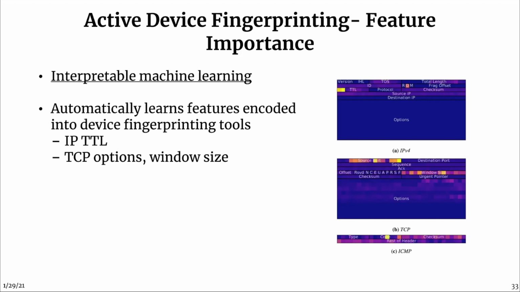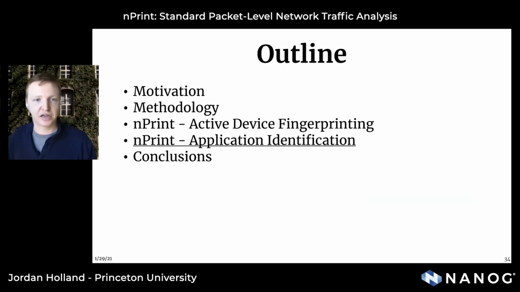It learns that the IP TTL is incredibly important. It learns that the window size is incredibly important. It finds value in the ICMP header that gets responded to by the Nmap probe. And we're actually able to automatically do this and find out after the fact rather than having to extract it ourselves. So last, we're going to look at application identification.